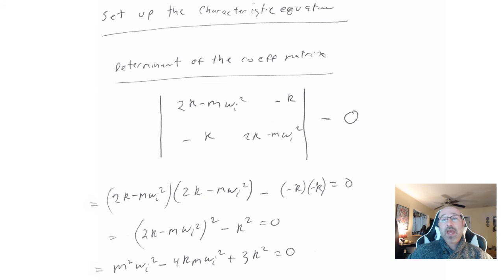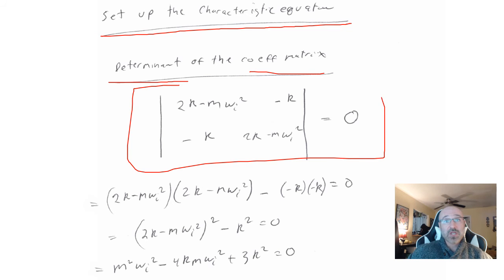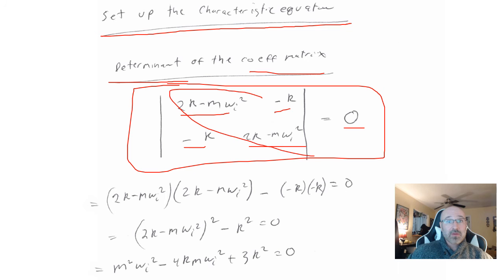Now that we have the matrix form of our equations of motion, the next thing we want to do is set up our characteristic equation. It makes life a little bit easier now that we have it in matrix form, because all we need to do is take the determinant of that coefficient matrix from our previous slide. So here we have that same matrix right here. If we want to take the determinant of this matrix, we can say this term times this term minus this term times this term is equal to 0. So we do that here: this term times this term, minus this term times this term.